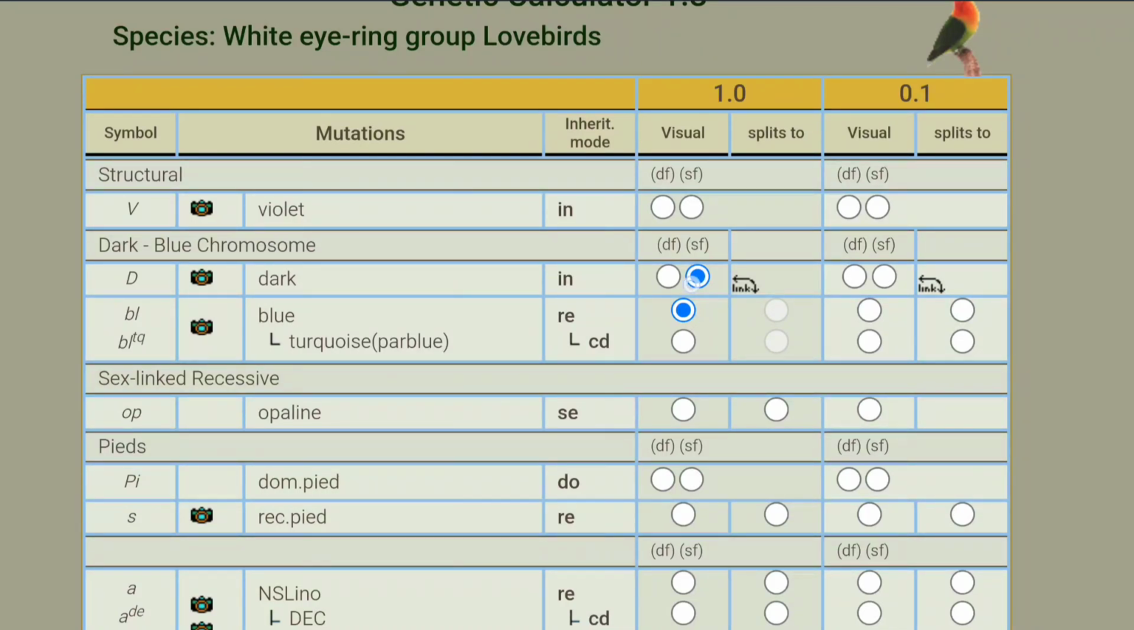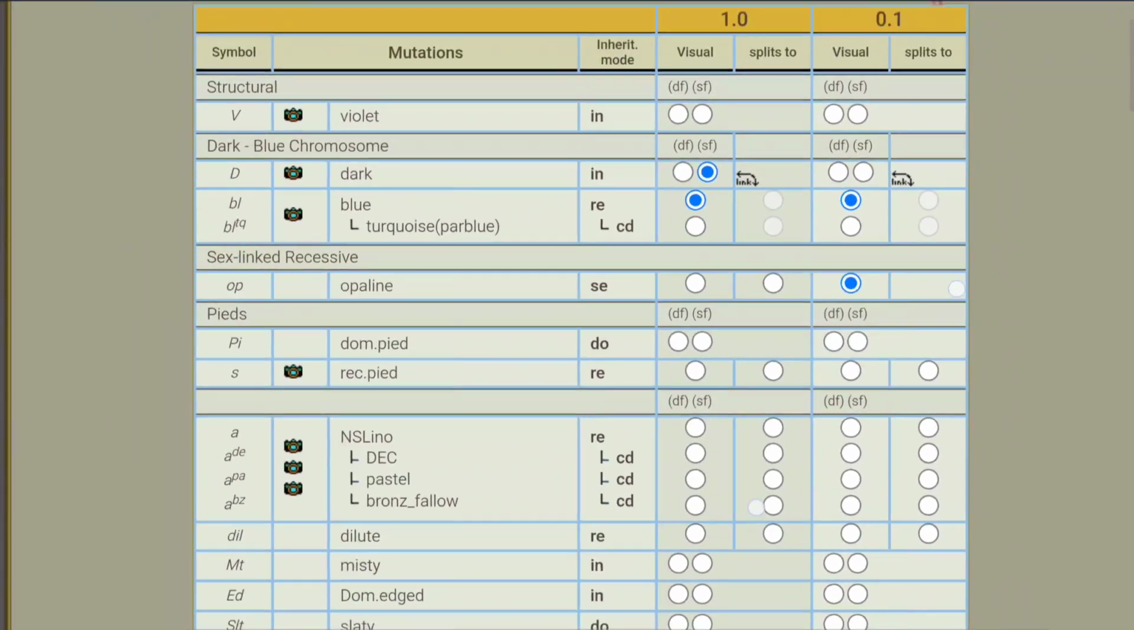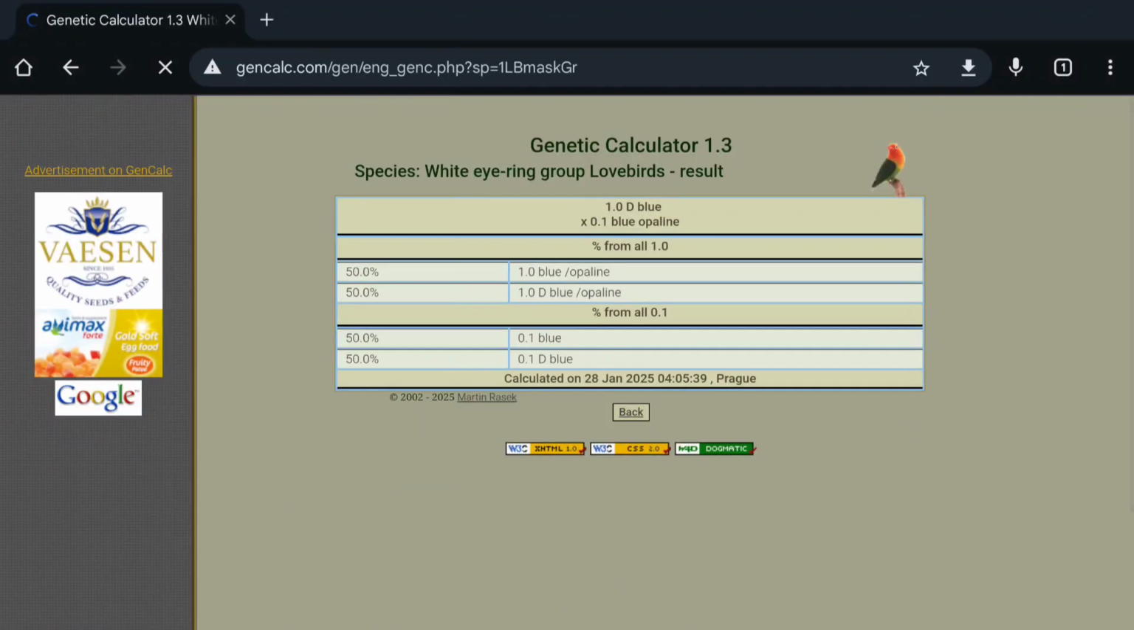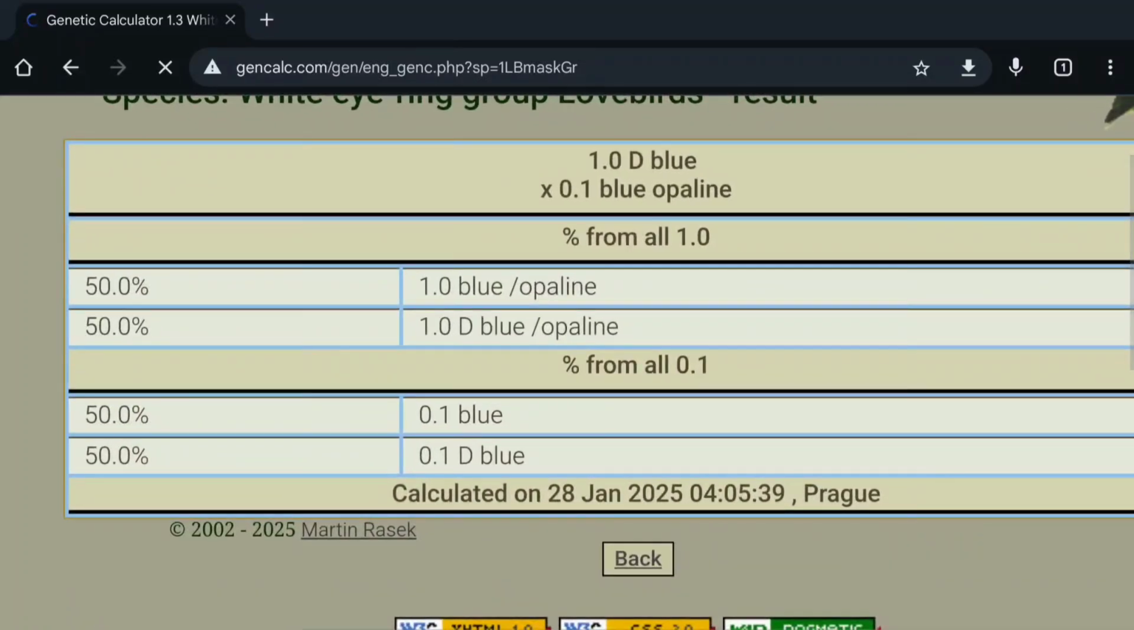We have one, and this is our parent which is cobalt, and again, here we have blue opaline female. So yeah, let's generate. Now this is interesting. So you had your cobalt blue male and you had blue opaline female. From this you are going to get these results: male babies, female babies.